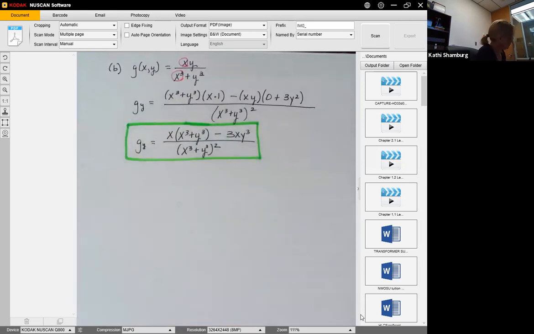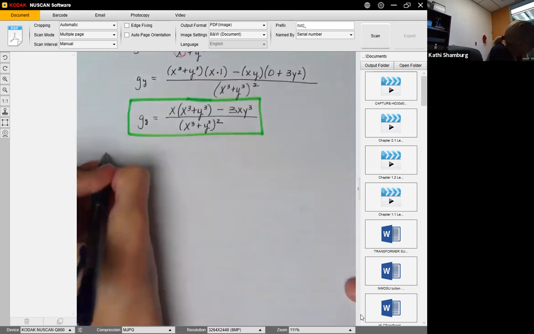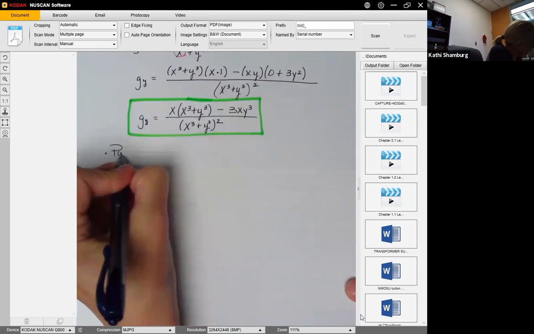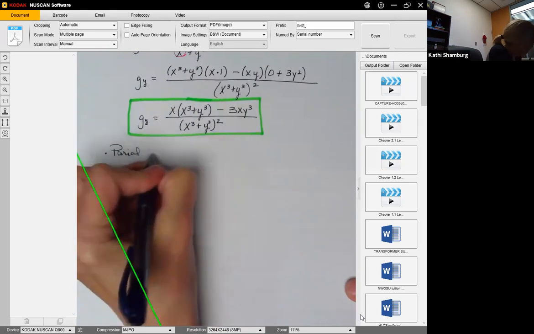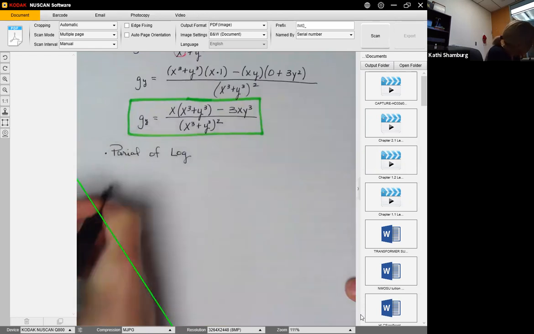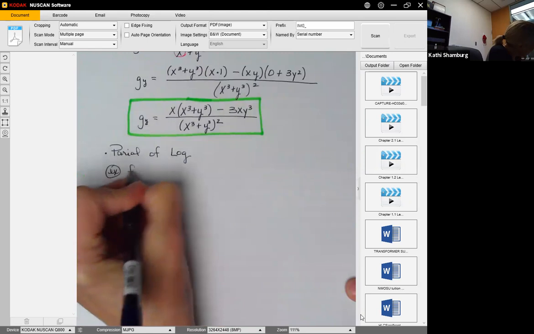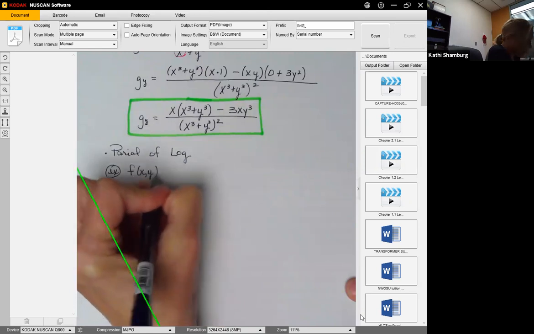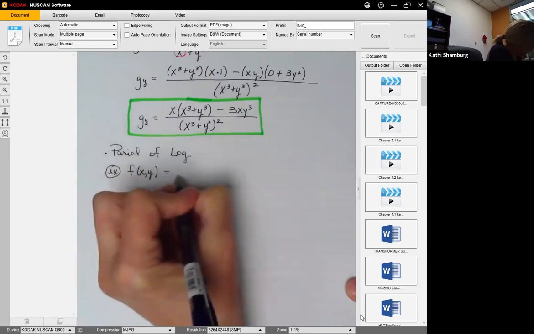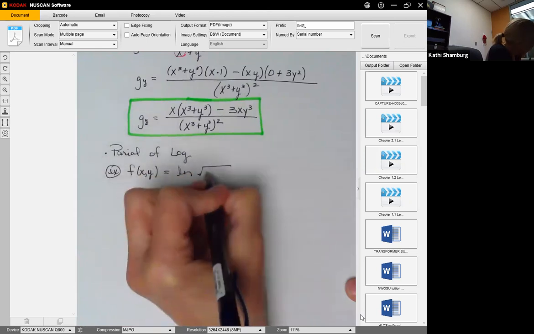All right. Now we're going to look at another example that's a partial of a log. We looked at logs and exponents. This is just going to be a partial of a log. And the reason is because we've not done another example like this, and you're probably going to encounter something similar in WebAssign.